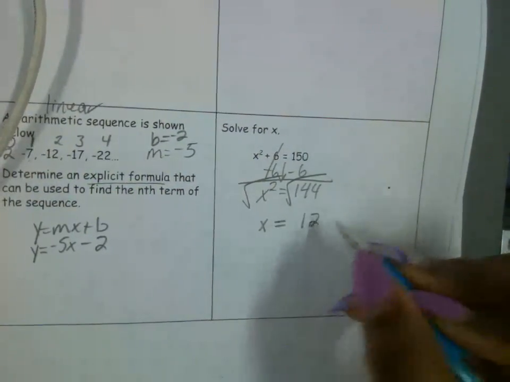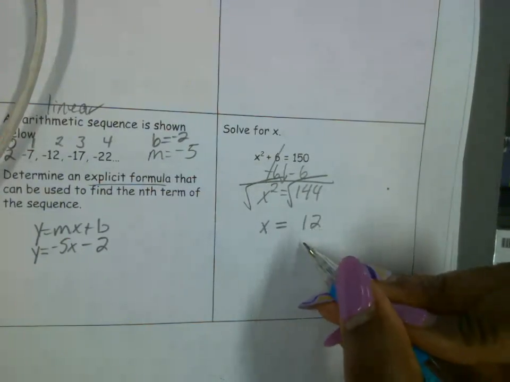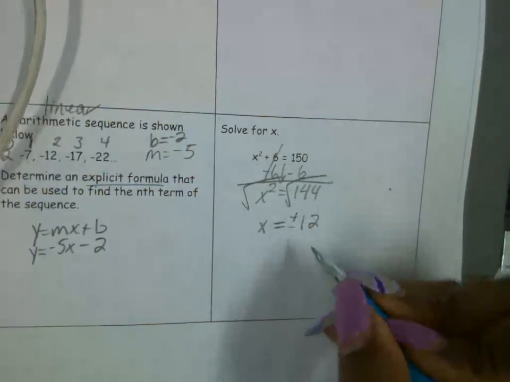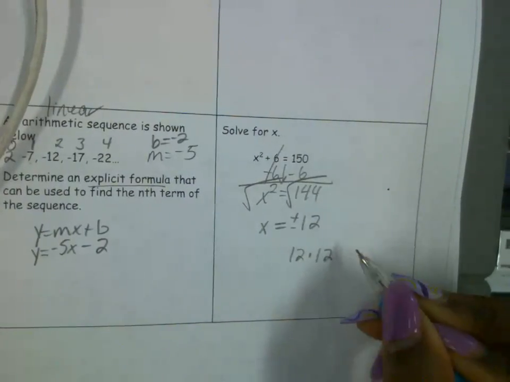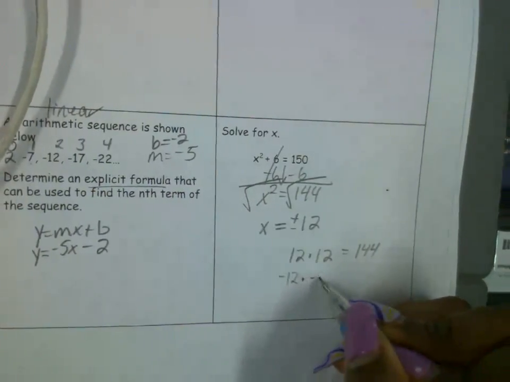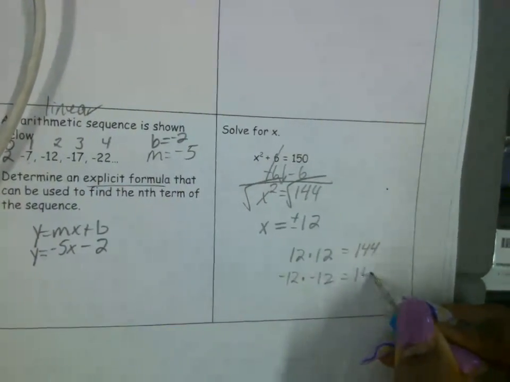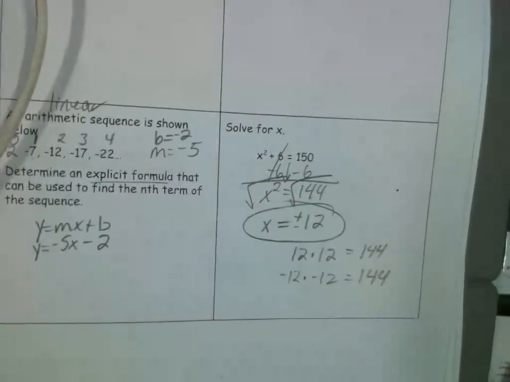12. And sometimes you'll see that x could be equal to a +12 or a -12. Sometimes you'll see this plus minus, and they say that because 12 times 12 is equal to 144, but so is -12 times a -12. It's also equal to a +144. Okay? Questions?